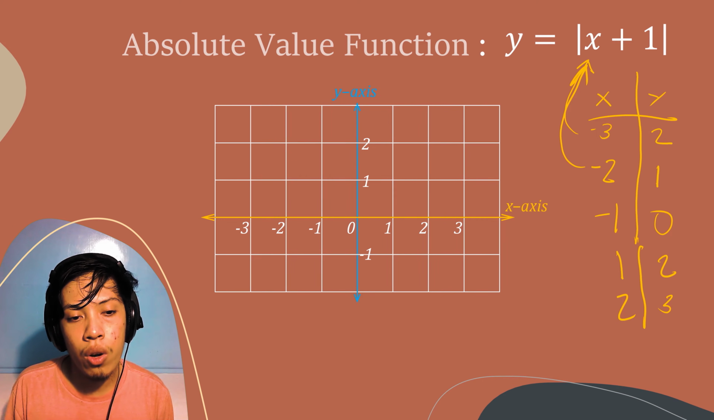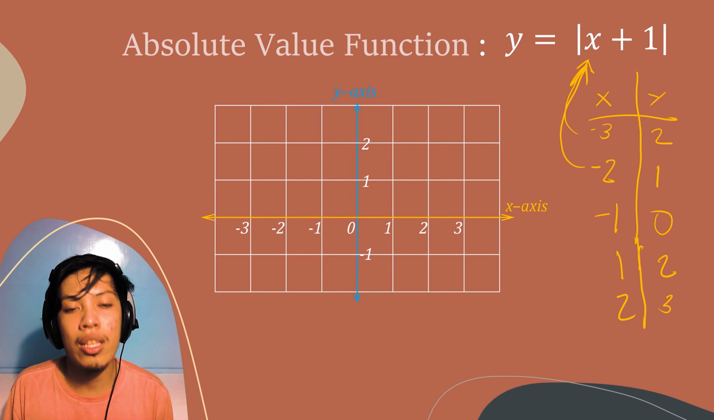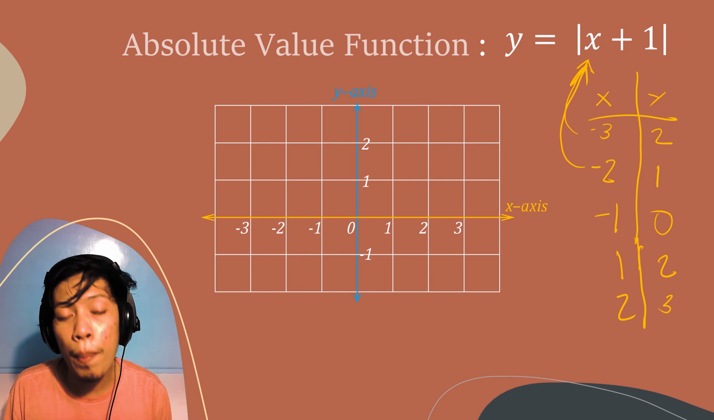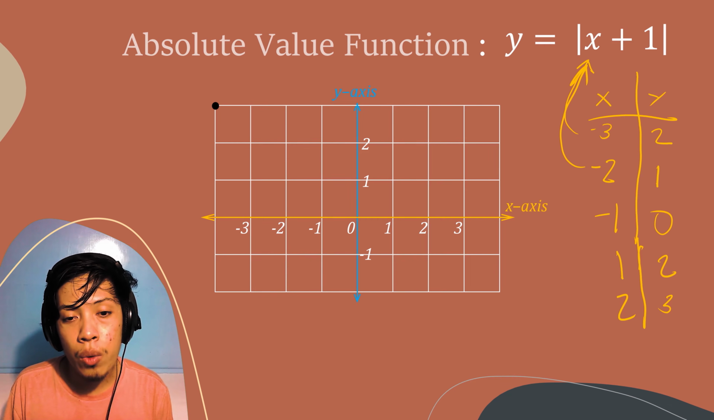Okay, and so on and so forth. So these are the points that can be found on this absolute value function, y is equal to the absolute value of x plus 1. Now, if you plot this one, we have here negative 3, 2, 2, 1. We have here negative 1, 0, and so on and so forth.